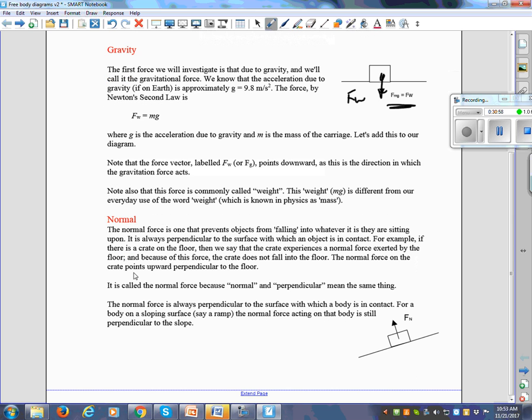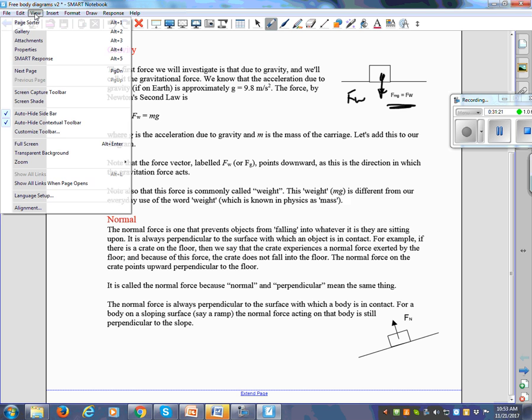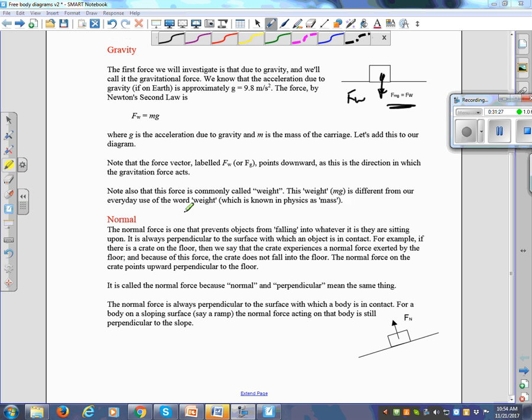Normal force. Okay, now here's something that you may not have ever heard about. The normal force is one that prevents objects from falling into whatever it is they are sitting upon. It is always perpendicular to the surface with which an object is in contact. Why did I change my voice there? Because it's important. Did anyone highlight it? No? I'm looking for my highlighted thing here. Where's my tools on the side? It is always perpendicular to the surface with which an object is in contact.